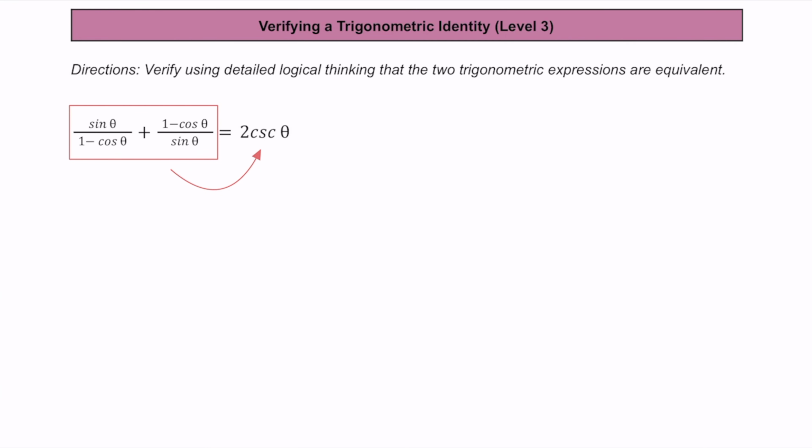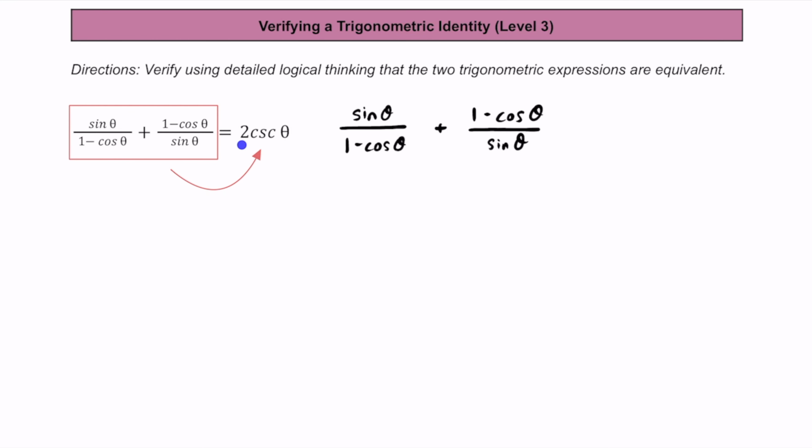Alright, to begin, I'm just going to start by writing the original expression on the left side. So we have sine of theta on top of 1 minus cosine of theta. And we're going to go ahead and add on this 1 minus cosine of theta over this sine of theta.